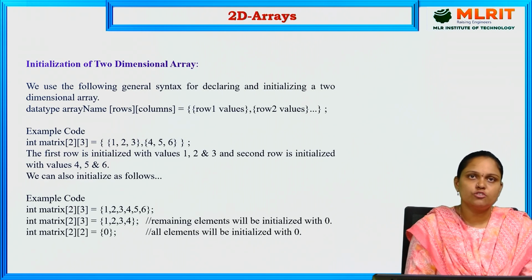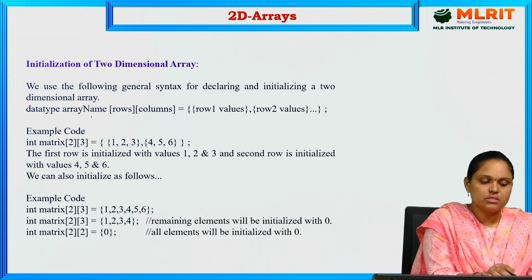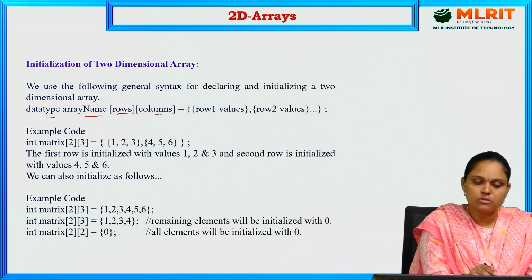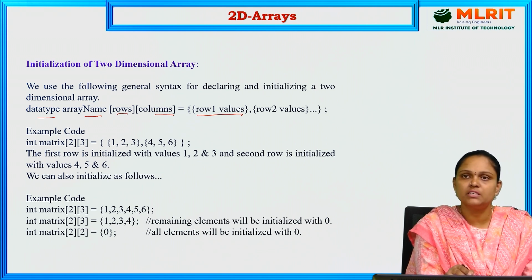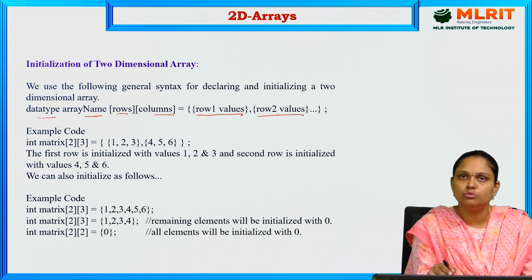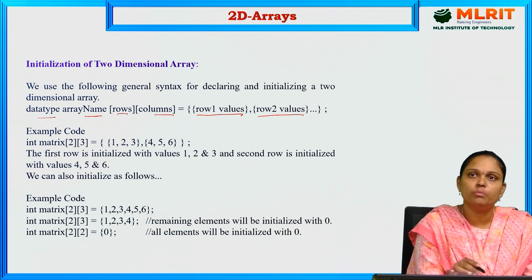Now the initialization of a 2D array. We use this syntax for the initialization of 2D arrays: data type, array name, row size, column size. In the first curly brackets we give the row 1 values, and in the second curly brackets we give the row 2 values, and so on. All these row 1 and row 2 values are enclosed in the outer curly brackets.